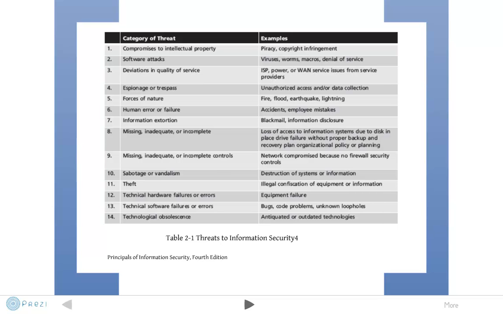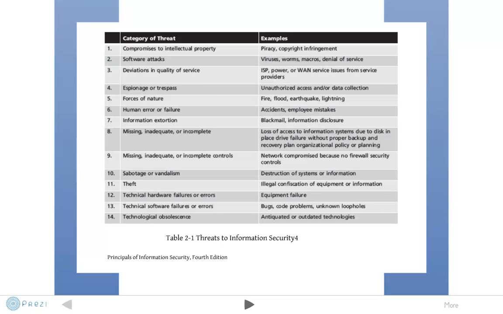So in engineering, know the RAID levels, know a little bit about backups, what's an incremental backup, what's a full backup, so that when you create a policy or when you are doing an audit, you can actually bring out what can be changed and what is not meeting the standard. Because all of this, as you can see, comes under the security umbrella. All right, missing, inadequate, or incomplete controls when network compromises occur because no firewall security is in place.